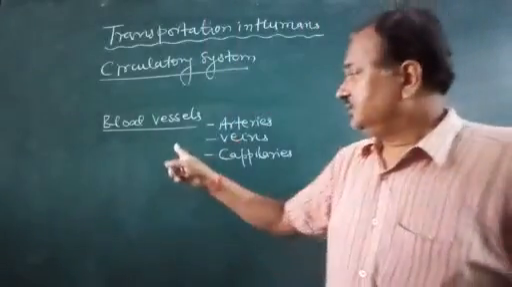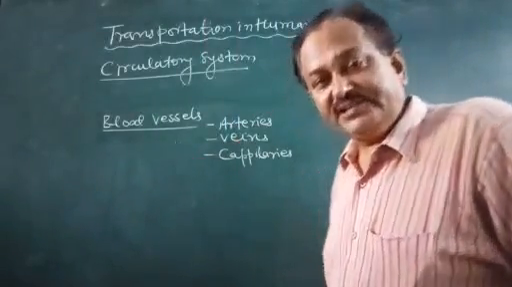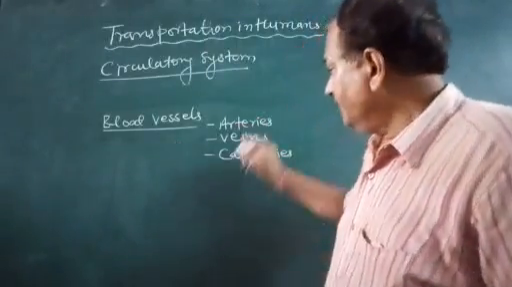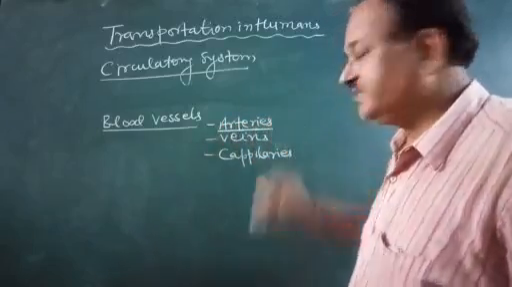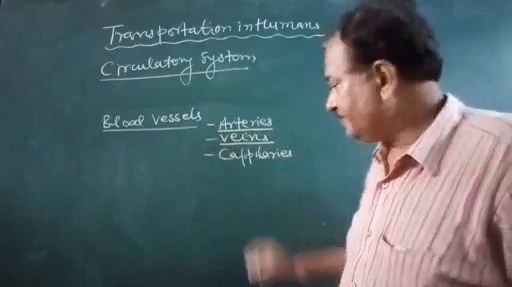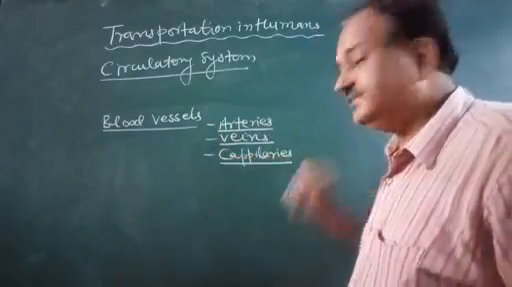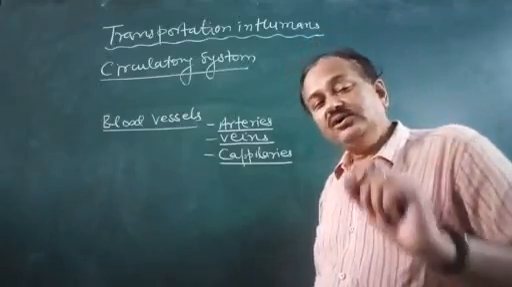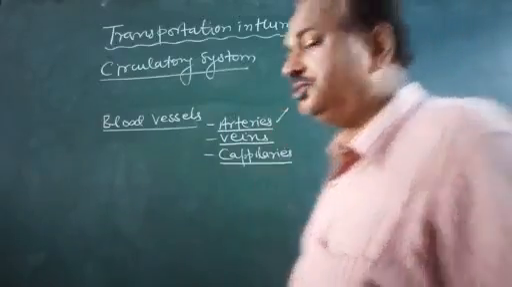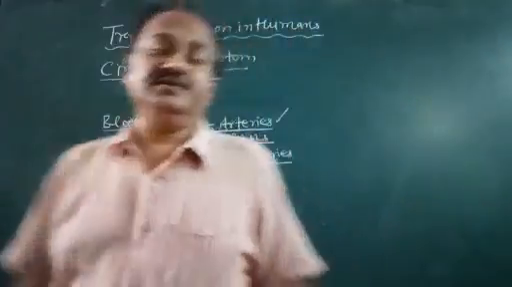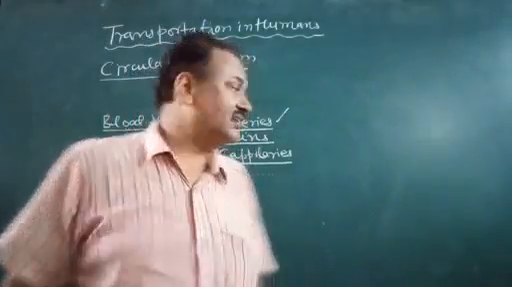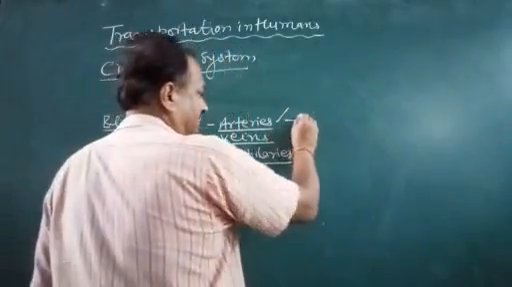Coming to a very important part, blood vessels. Blood vessels are of three types. First is arteries, second is veins, and third is capillaries. Now we will see one by one. So first, arteries. Arteries are thick-walled vessels.